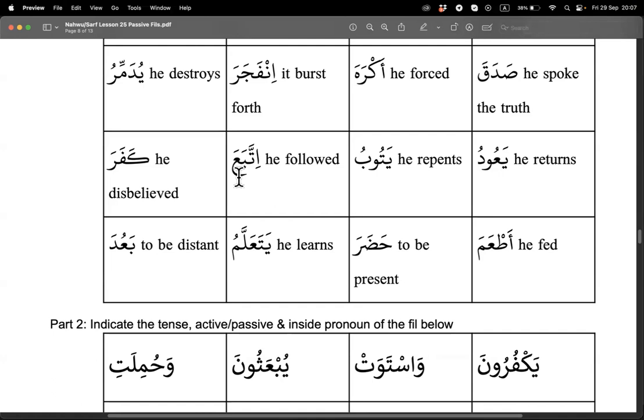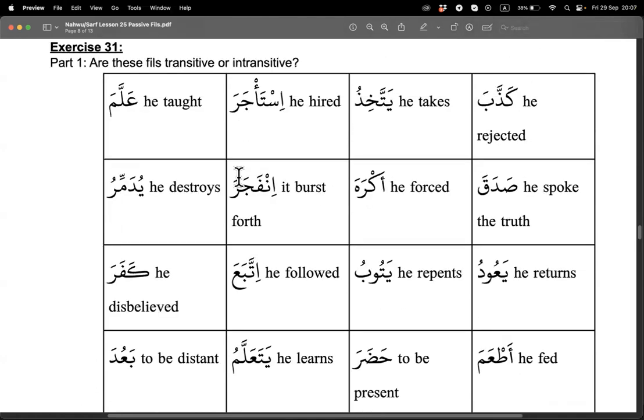If the word is short, for example like this, kadzaba, the ba you cannot change. So you only have ka and the dhal to change. So it will be what?